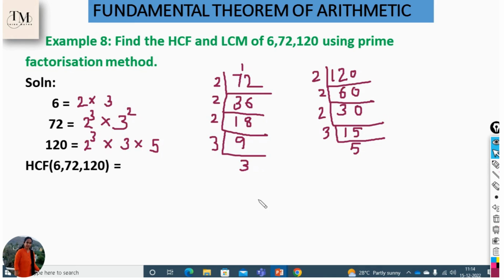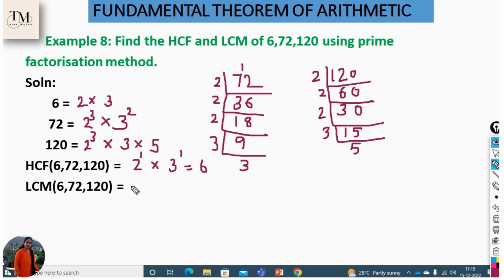Okay. So what is HCF? HCF is nothing but the smallest power of the common prime factors. So what are common here? 2 and 3. So 2 into 3. What is the smallest power of 2? There are powers 3, 1 and 1. So the smallest power is 1. For 3 also, the smallest power is 1. So 2 threes are 6.